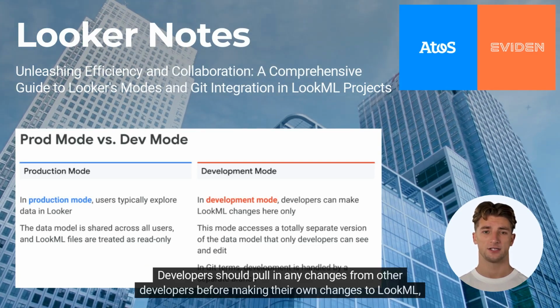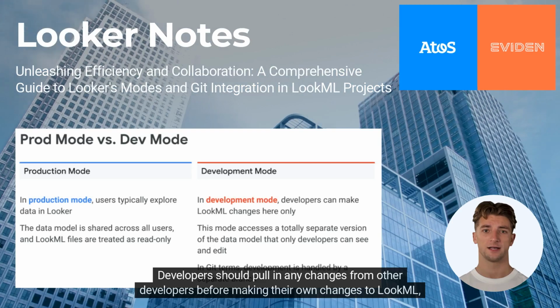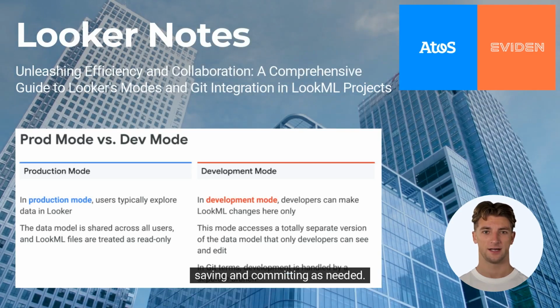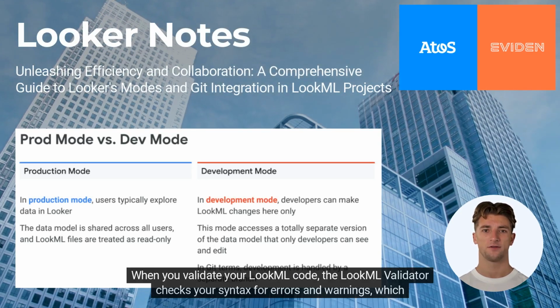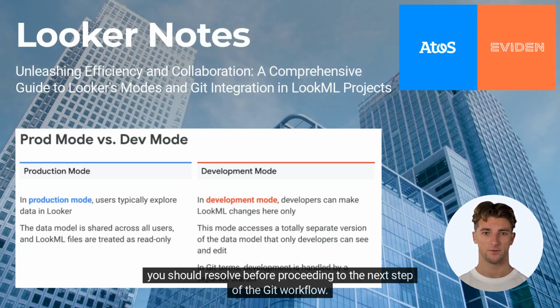Whenever you edit a LookML file, a blue dot appears next to its name in the file browser. Developers should pull in any changes from other developers before making their own changes to LookML, saving and committing as needed. When you validate your LookML code, the LookML validator checks your syntax for errors and warnings, which you should resolve before proceeding to the next step of the Git workflow.